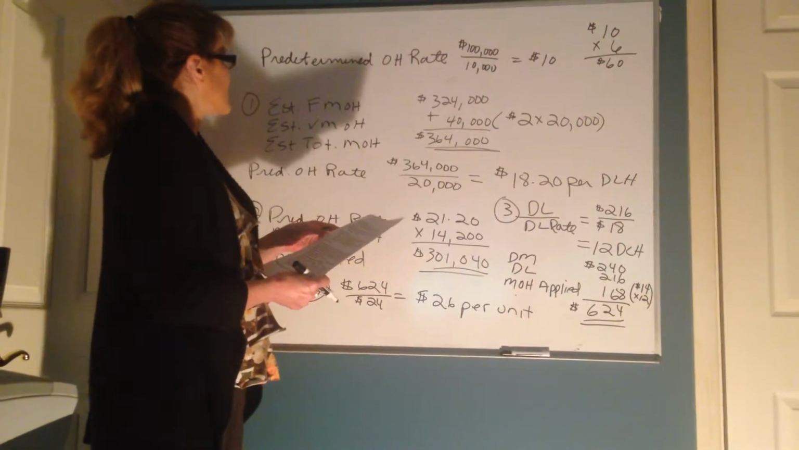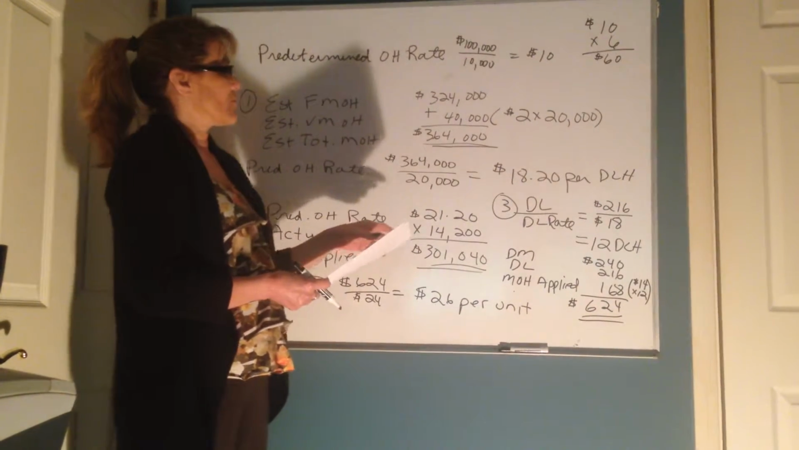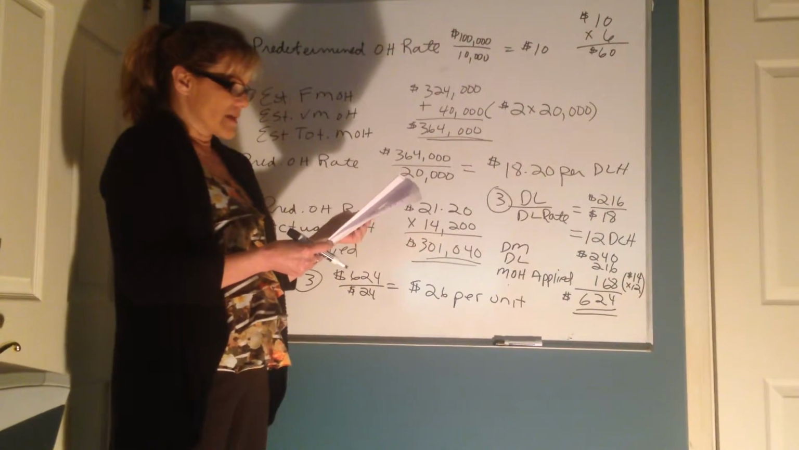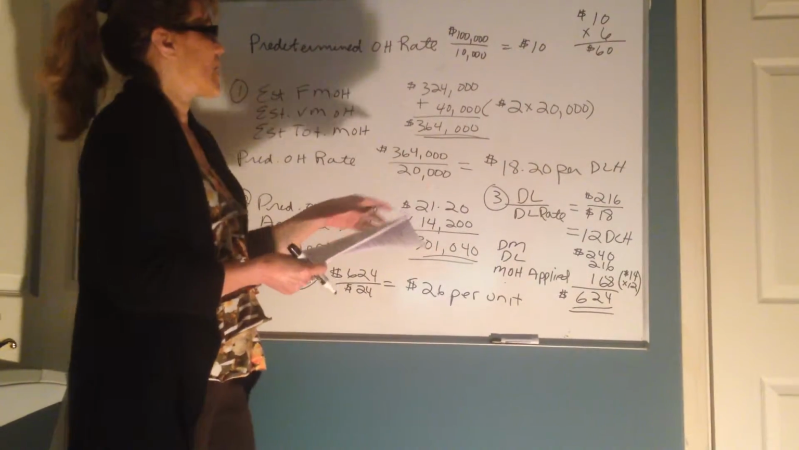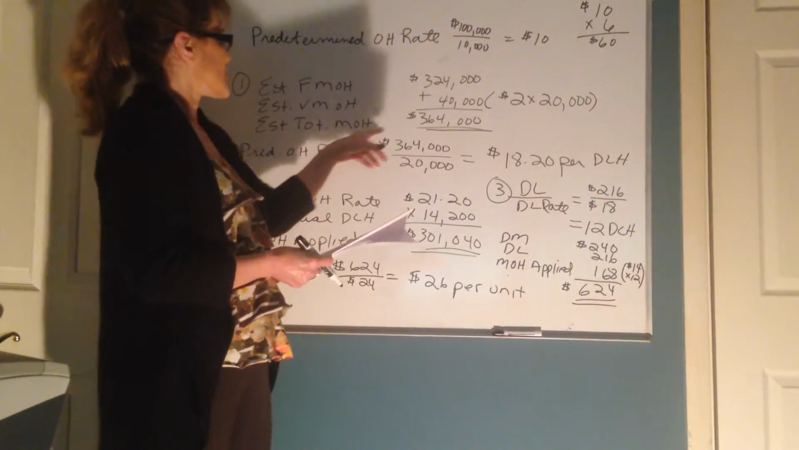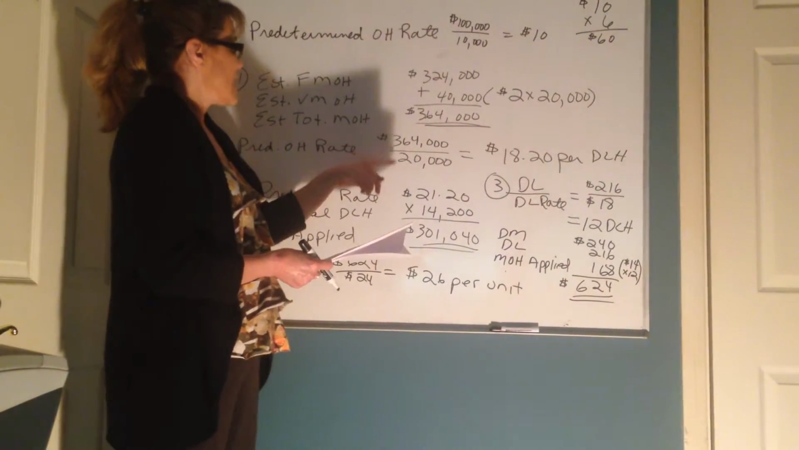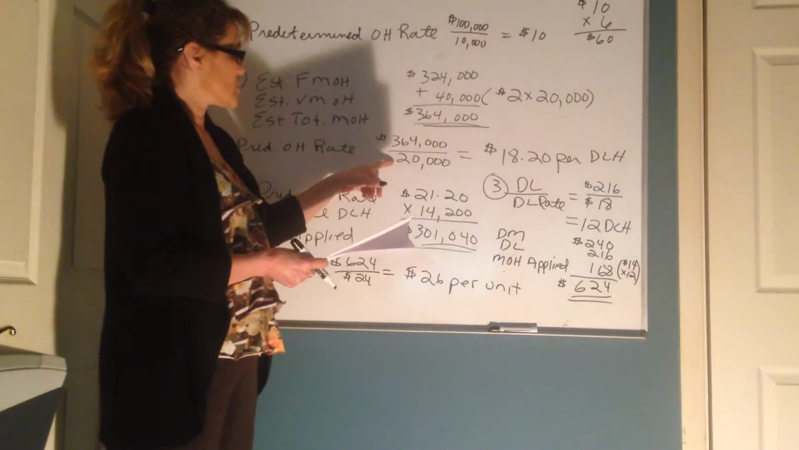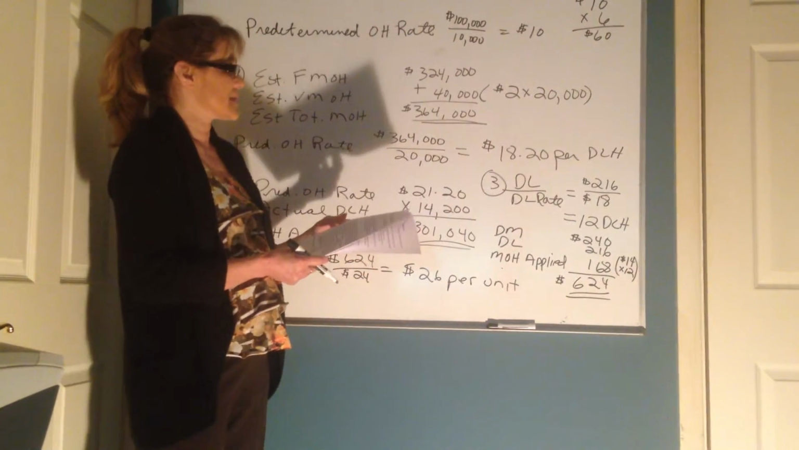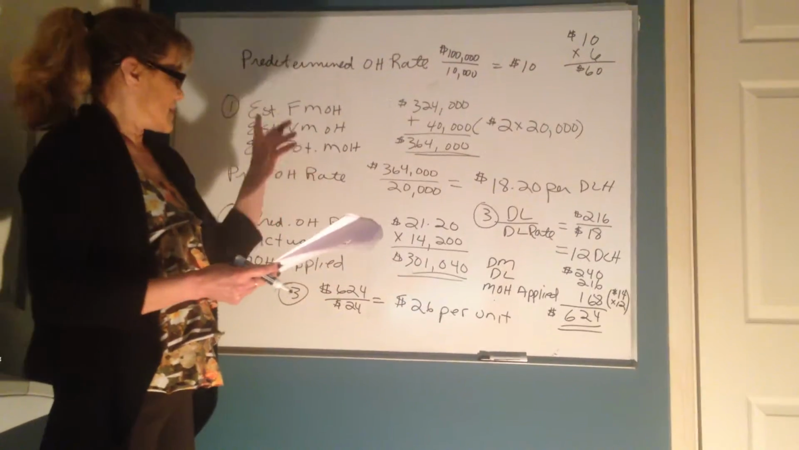To do that, first we have to take our estimated fixed overhead, which is 324,000, and determine our variable overhead, which they tell us is $2 per hour. They also tell us that we're estimating 20,000 direct labor hours, so 2 times 20,000 is 40,000. We'll add the two together, and that gives us our estimated total manufacturing overhead costs. We're then going to divide that by our estimate of the activity base, which is 20,000, and that will tell us our predetermined overhead rate. It is $18.20 per direct labor hour. Everything else in that problem you didn't need. So that's the example for number 1.